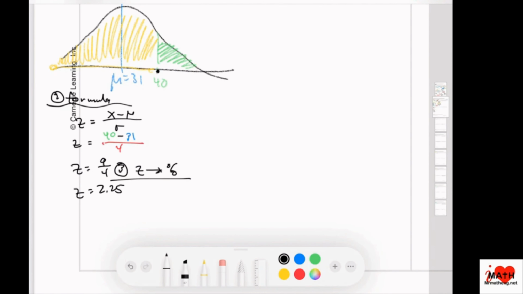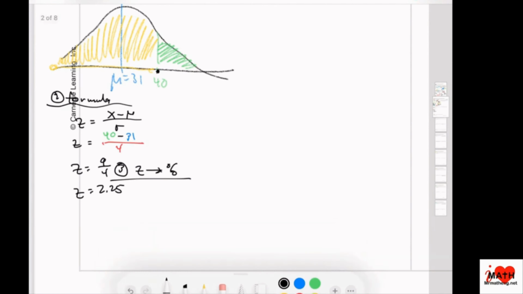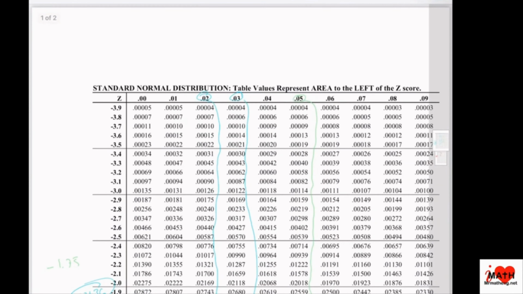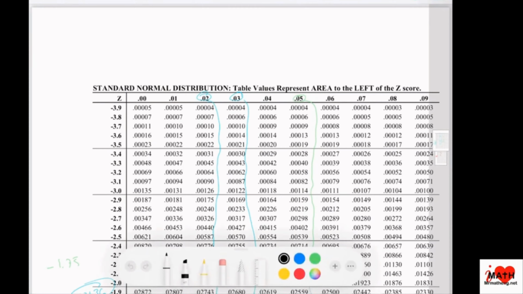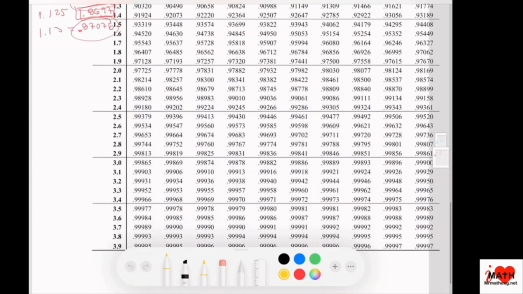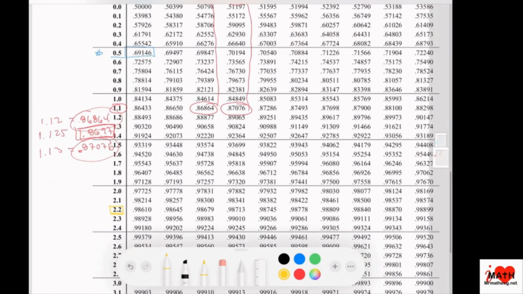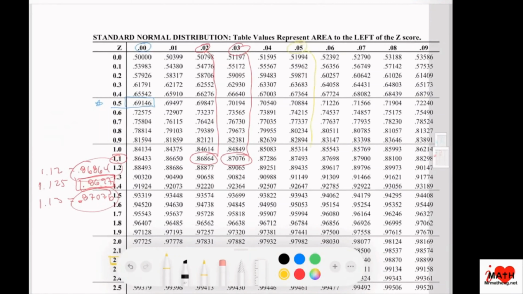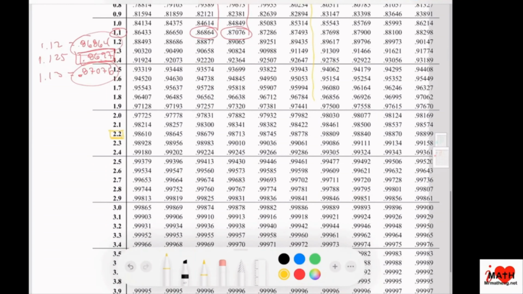Okay, this is now the step where we are looking from a z-score to a percentage, and I'm using the chart. So let's go ahead and look at the chart here. 2.25, let's pick a color hopefully we have not used, maybe yellow. Okay, so here is 2, and here is 5. 0.98778.